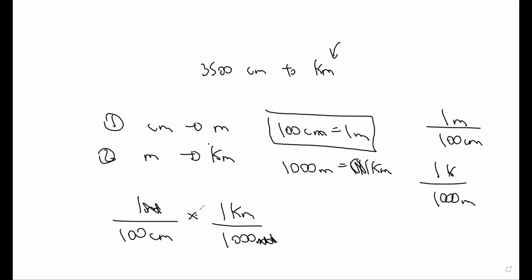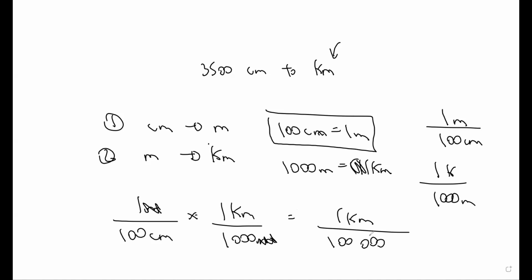And then the next thing you do is standard fraction multiplication. Remember, you just multiply the top numbers and multiply the bottom numbers. In this case, on the top, you just get 1 times 1, so that is just going to be 1 kilometer. On the bottom, you get 100 centimeters times 1,000, so that's going to be 100,000.